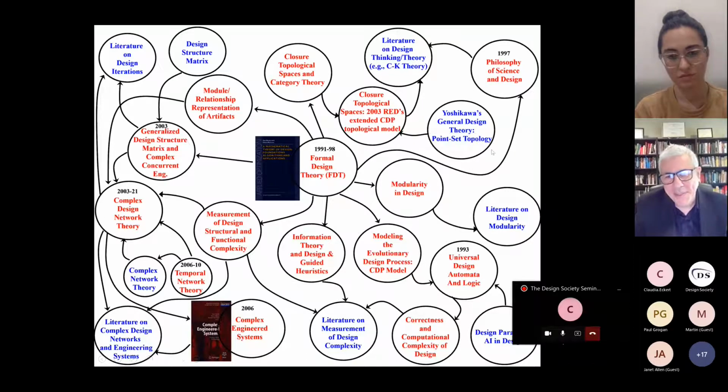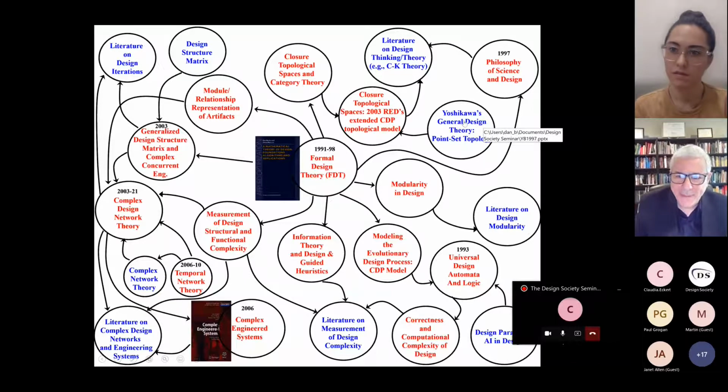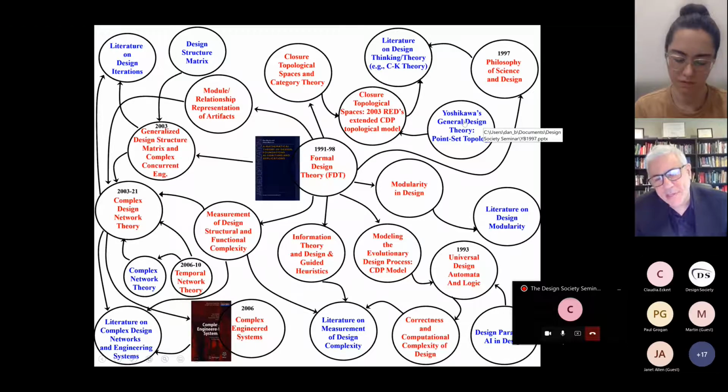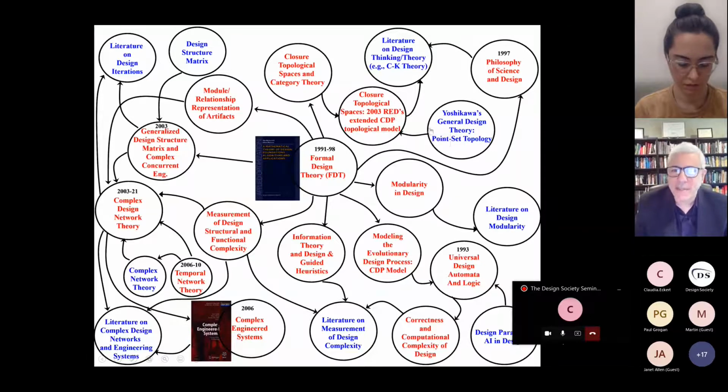to many people. I was happy to learn that there was another theory by Yoshikawa in Japan, then the president of the University of Tokyo, developing a theory based on point set topology. And so I was very happy to discover that. As a matter of fact, this paper in 2003 demonstrated that Yoshikawa's theory is a special case of the coupled design process model.